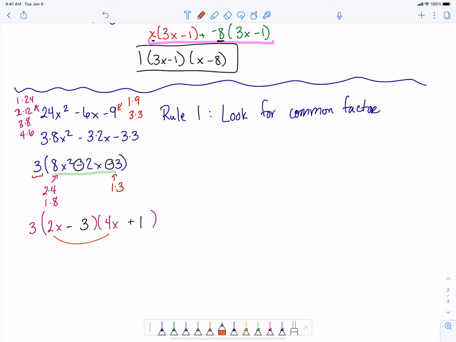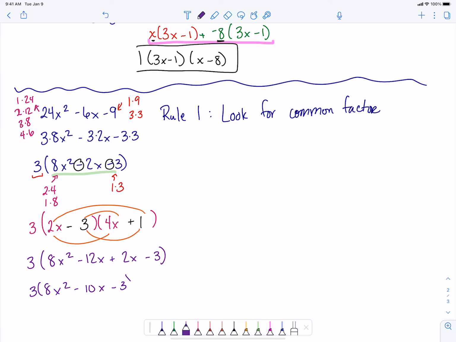So again, we can check the whole part of FOILing, but we really just need to check the inside and outside. But we can absolutely check the whole thing just to make sure that we're right. Again, that 3 is just going to kind of hang out. That part of the factoring is already done. We get 8x squared, which is excellent, minus 12x plus 2x, and then minus 3. So we didn't quite get what we needed, did we? No, we need to get a minus 2 in there.